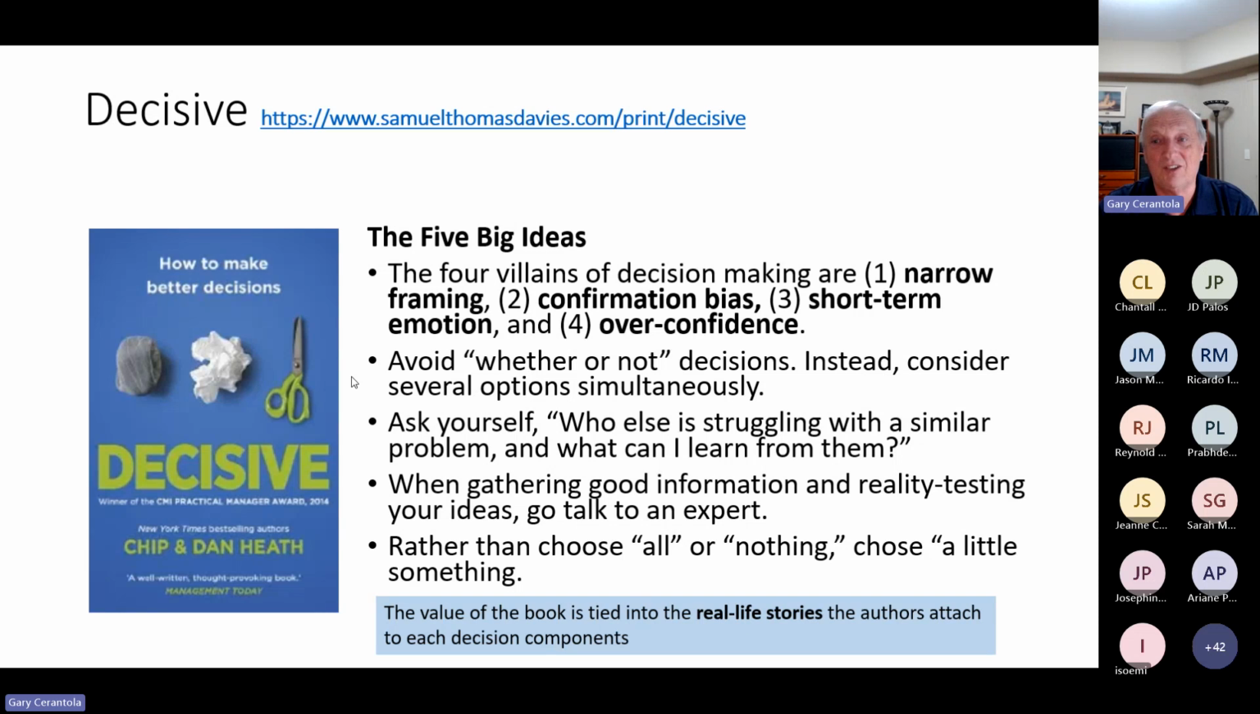But their book Decisive is written for the layperson so that it's easy to understand. What I really like about it is that they tell real-life stories when they present a concept around decision making, to really make it come home to you, so you can say, I get it. They talk about the 4 villains of decision making. So narrow framing, which we talked about in terms of focus bias, confirmation bias.